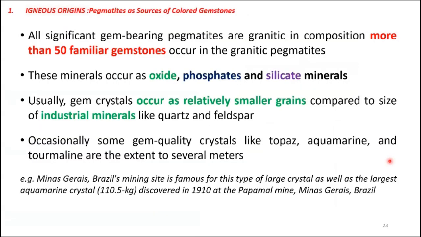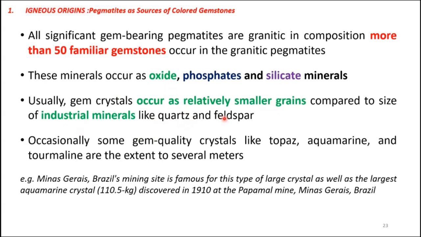So as a summary, considering pegmatite, pegmatite contains more than 50 familiar gemstones. They occur mainly as silicate, sometimes oxide, phosphate, likewise. But when you are considering the available gemstones in pegmatite, their size is relatively smaller compared to other industrial minerals. Sometimes you can identify very large mica crystals, biotite mica, very large feldspar crystals. Those are industrial minerals.